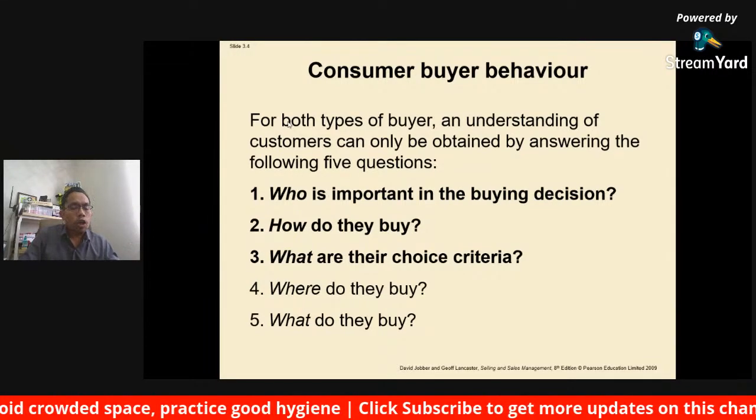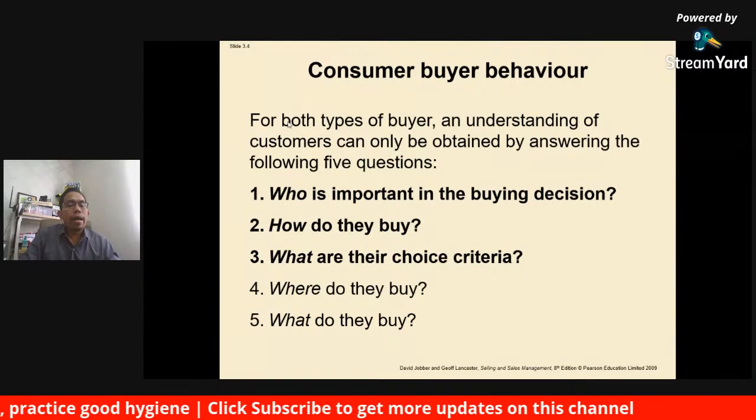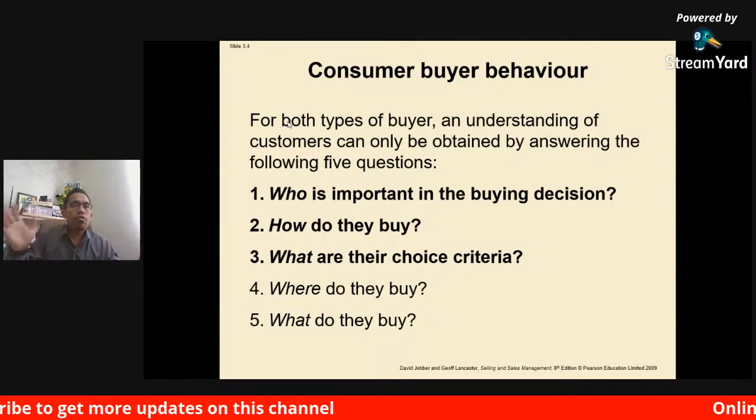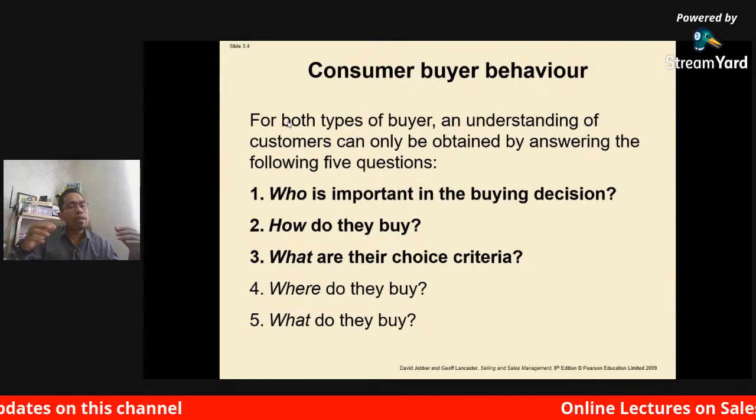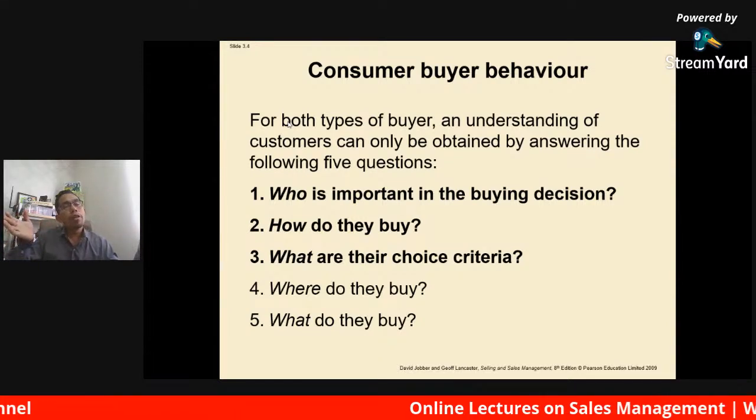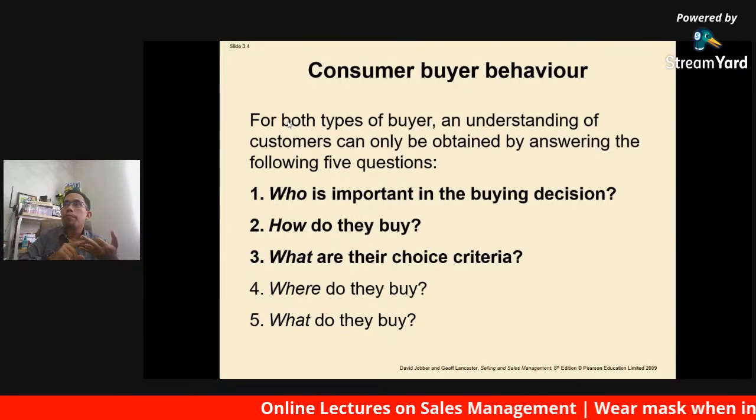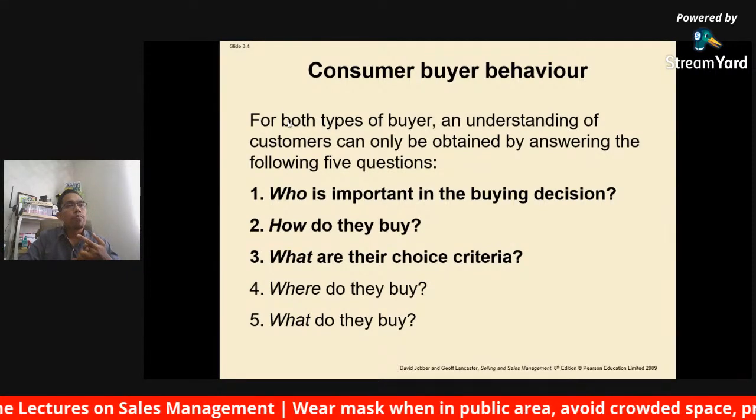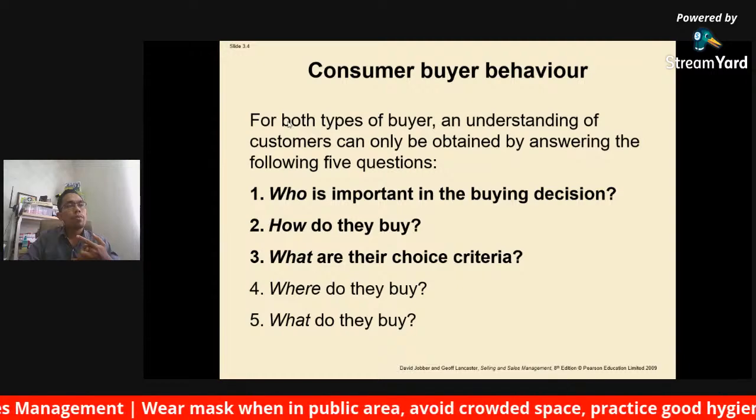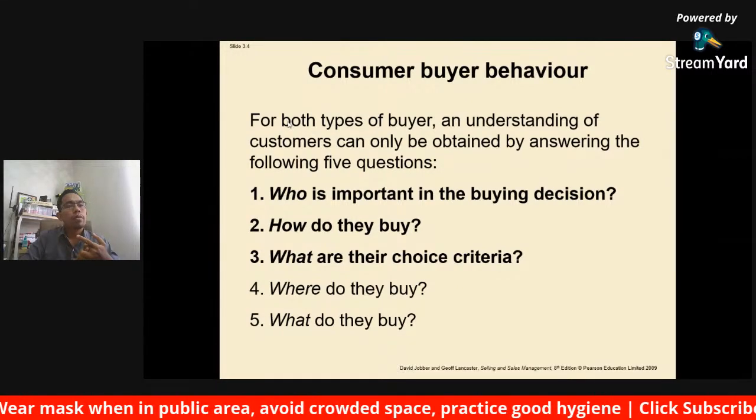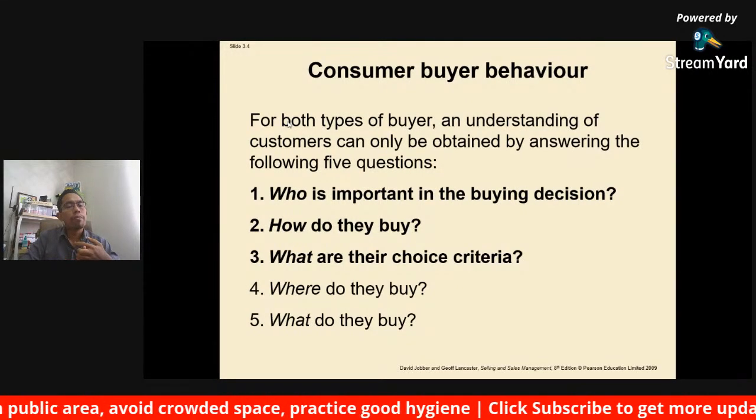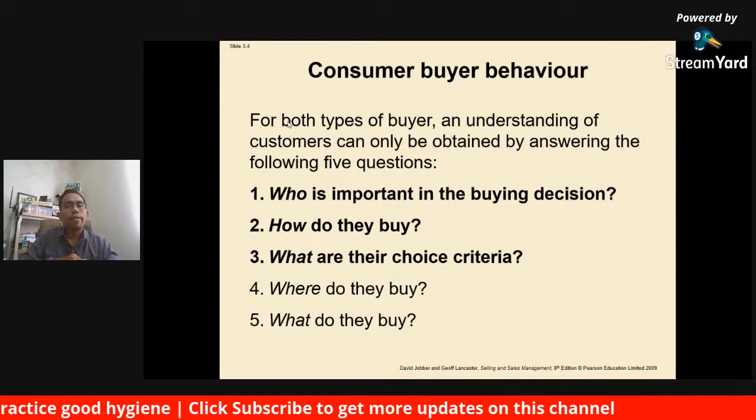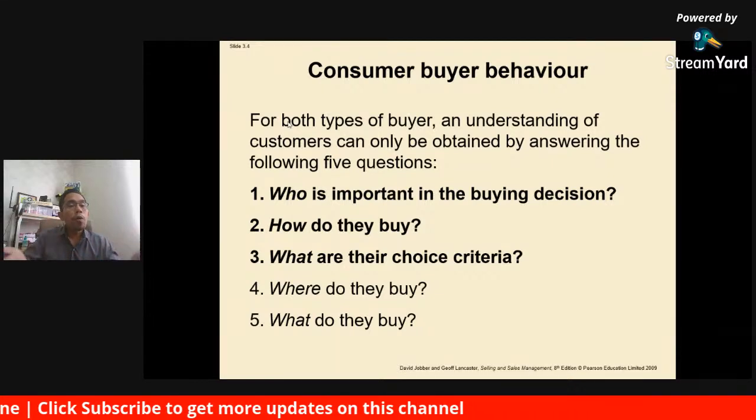So how do they buy? What are their choice criteria? Where do they buy? Somewhere exclusively distributed, or intensively distributed, or another one. Intensive, exclusive. Here we have another one. You might look for that. So where do you prefer to buy?